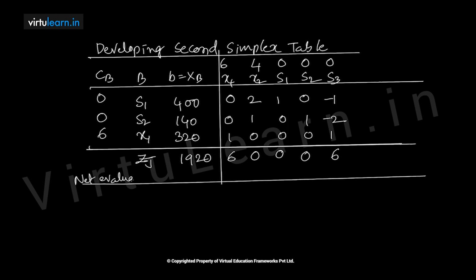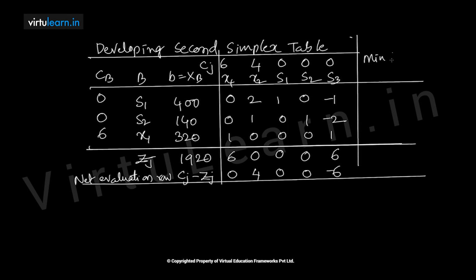Then the net evaluation row, Cj minus Zj. Cj values are given here, and these are Zj values. So 6 minus 6 is 0, 4 minus 0 is 4, 0, 0, and this should be minus 6. Then the next step is to decide which one should be the entering variable.